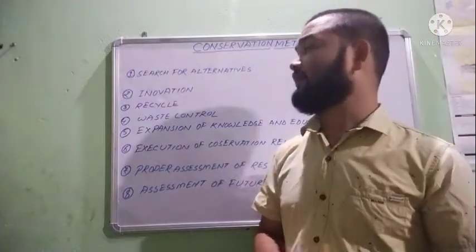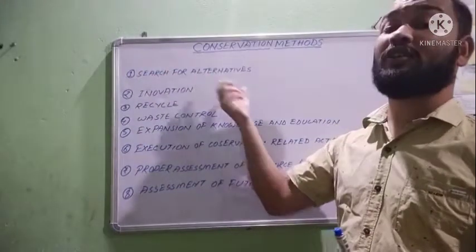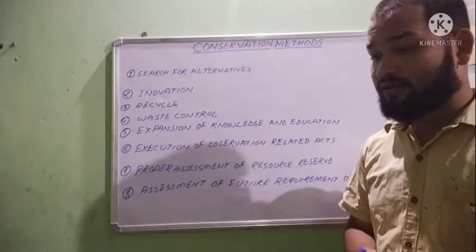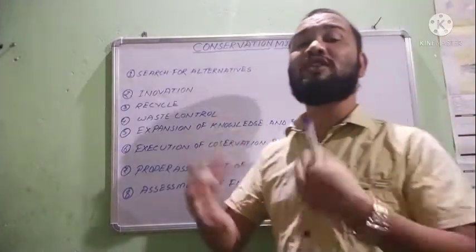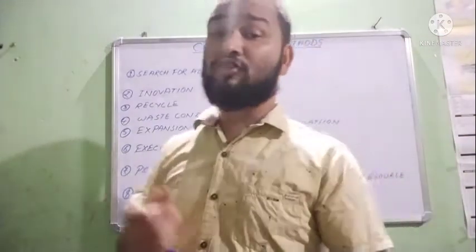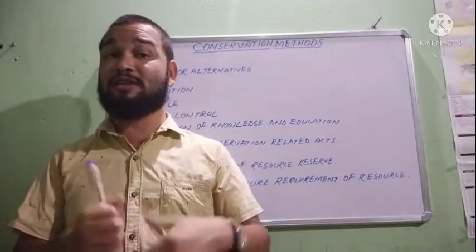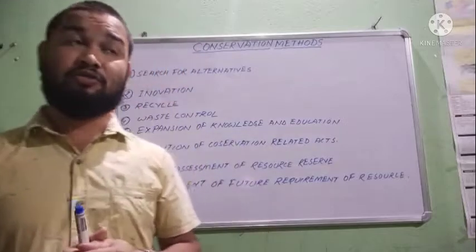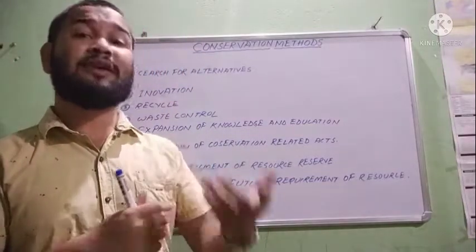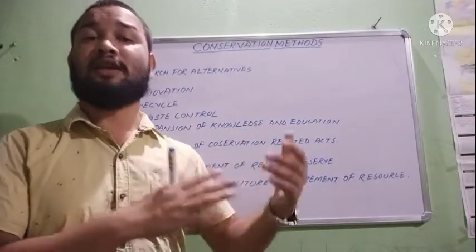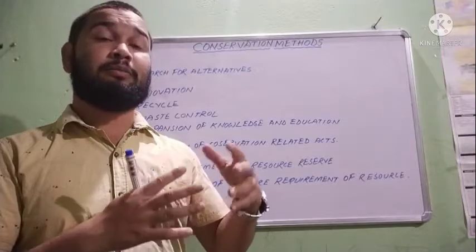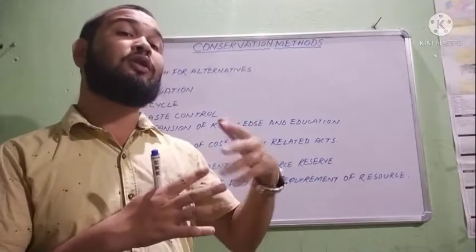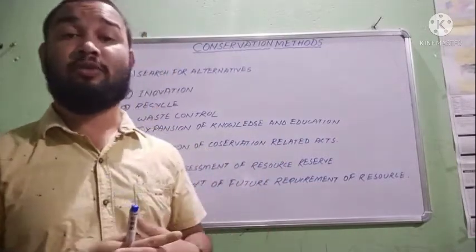This is the first method. First method, search for alternatives. Here search for alternatives means we are using the natural resources, we are using the renewable resources, basically at a very rapid rate. We are using it, but we also need to search for an alternative to these resources.